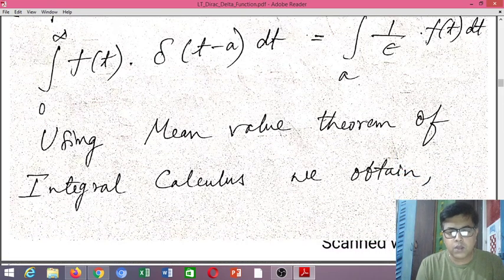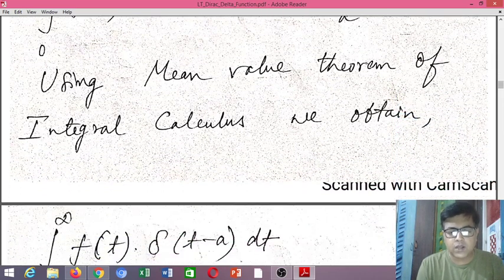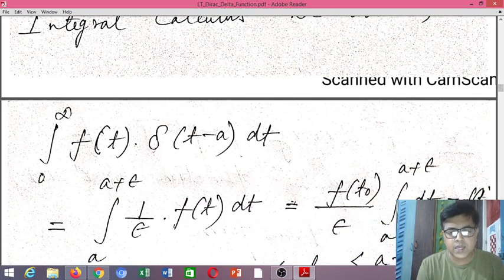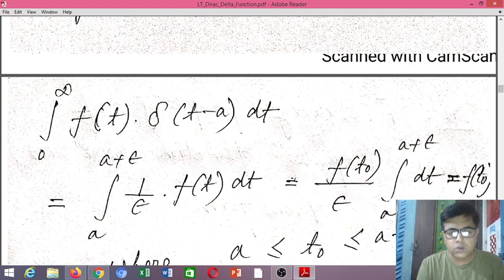So, using the mean value theorem of integral calculus, this integral from 0 to infinity of f(t) delta(t minus a) dt becomes equal to, which we wrote earlier, the integral from a to a plus epsilon of 1 by epsilon into f(t) dt. Now, that will be equal to 1 by epsilon, being a constant, it will go outside. It will be into f(t0), where t0 will be a value lying in the interval a to a plus epsilon, into the integral from a to a plus epsilon of dt.